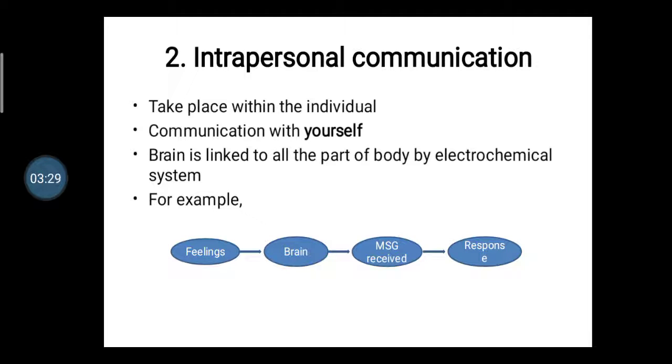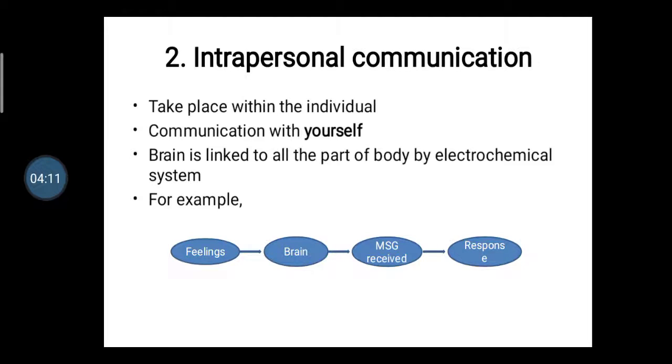When you communicate your ideas and your feelings to your brain, your brain receives these messages, and you know that the brain is linked to the overall parts of our body. Our brain has an electrochemical system. So our brain takes this message, and your brain cannot concentrate on your work. This feeling is conveyed to the brain, and the brain receives the message and gives the response.